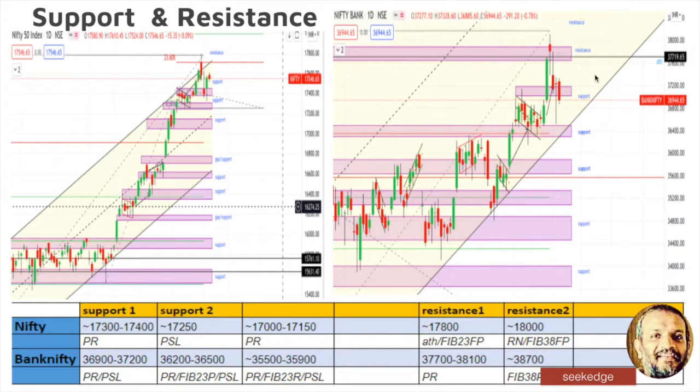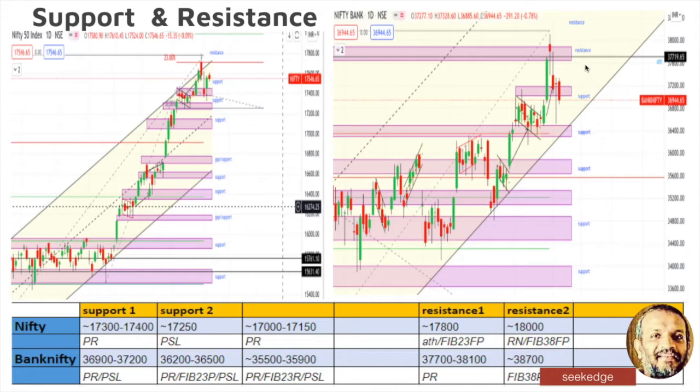And the BANKNIFTY similarly on the right side chart, you can see 36,900 to 37,200. This is where exactly it has stopped today. So this is the support zone where the BANKNIFTY had stopped today. And if it slips from there, 36,200 to 36,500 is the zone it will slip to. And if that also slips, 35,500 to 35,900 is the zone it will slip to.